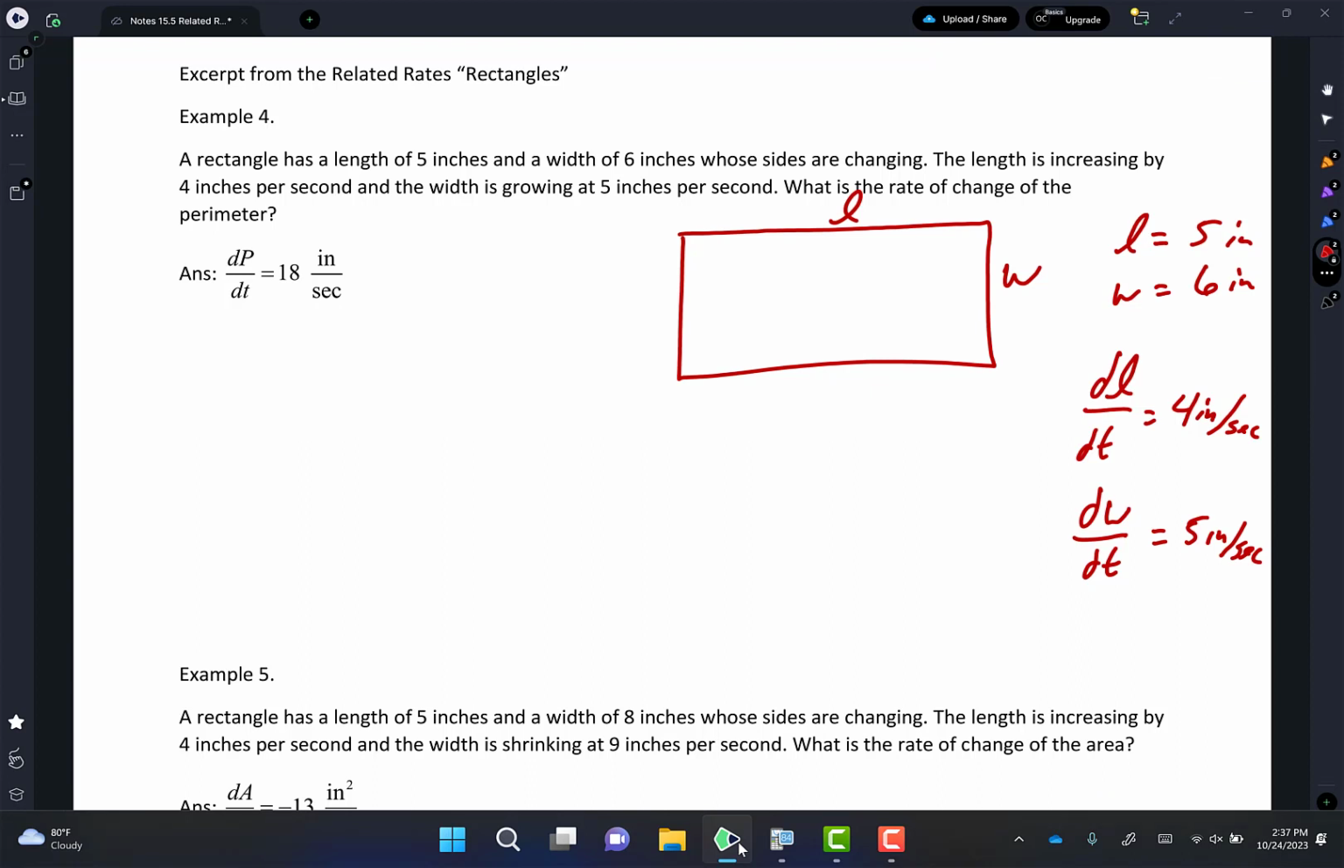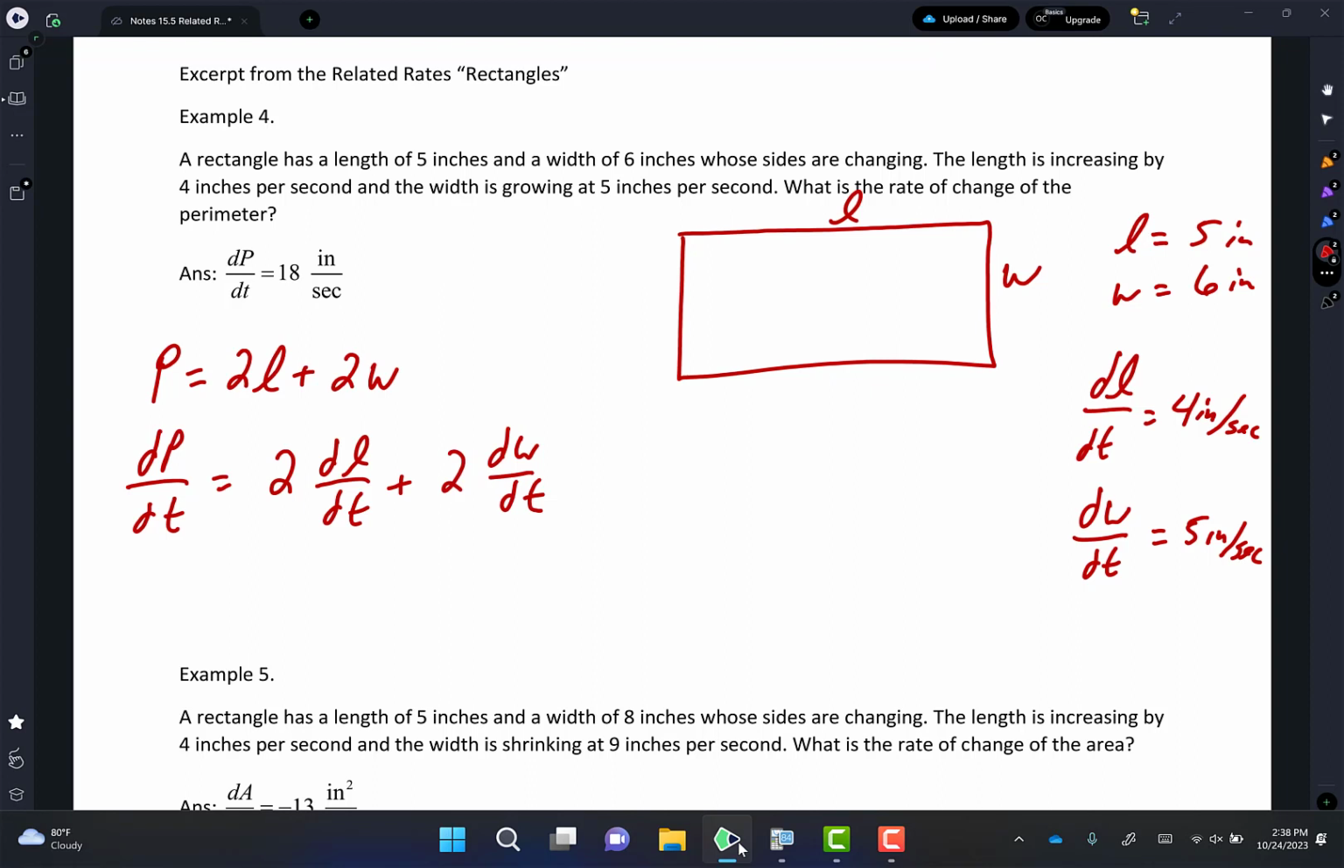Well, guys, we should know what perimeter is. Perimeter is 2L plus 2W. Right, here we go. Let's take a derivative. dp dt is equal to 2 dl dt plus 2 dw dt. You cannot cancel those twos, so don't even think about it. Don't cancel because there's not a 2 in the dp dt. Tongue twister. All right, here we go.